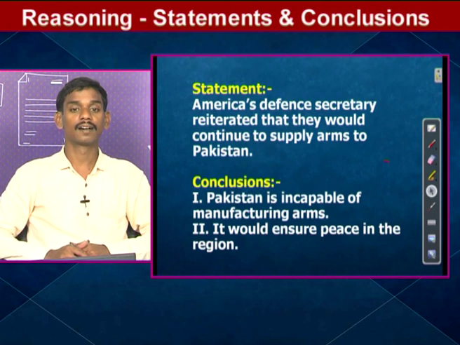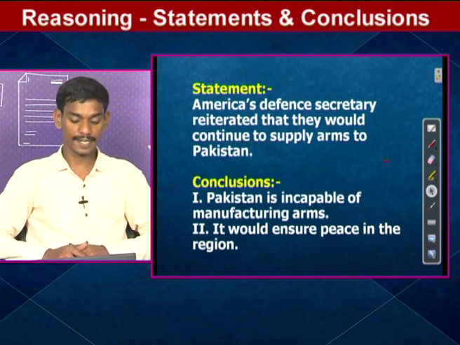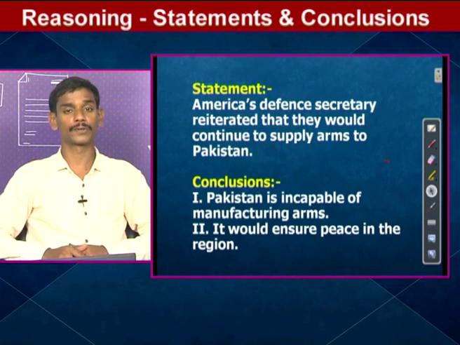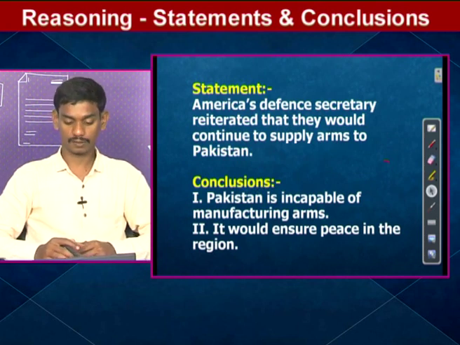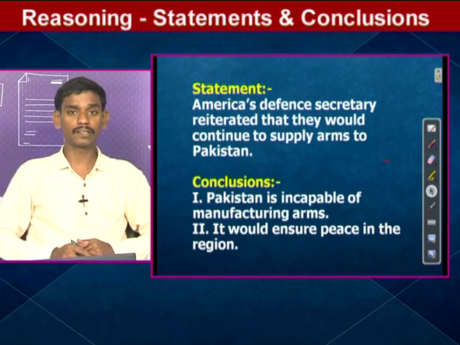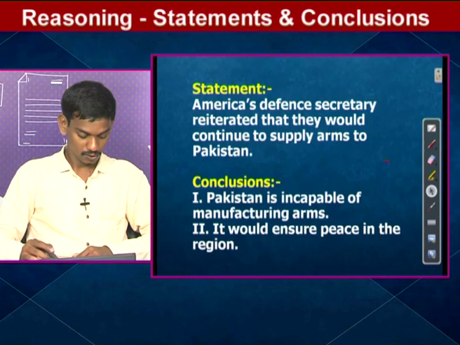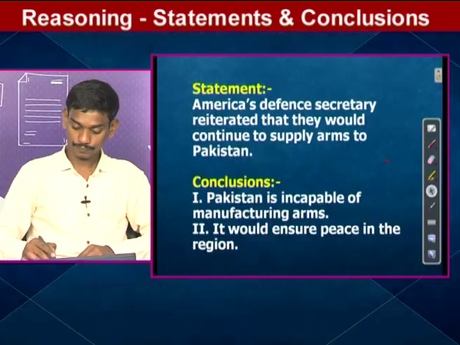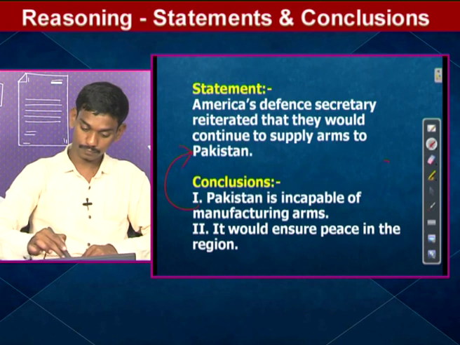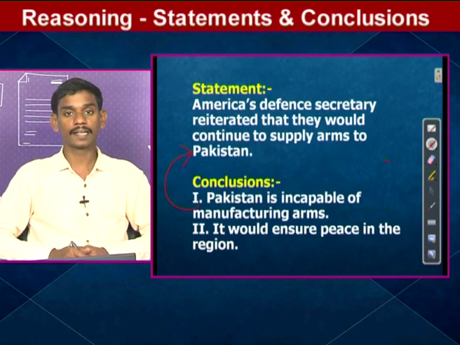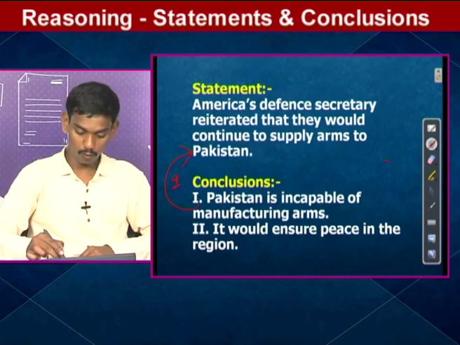American Defense Secretary reiterated that they would continue to supply arms to Pakistan. See here, what is the statement? American Defense Secretary reiterated that they would continue to supply arms to Pakistan. Under the statement, we have 2 conclusions: Pakistan is incapable of manufacturing arms, and it would ensure peace in the region. So here, first one, we are not talking about the capacity of Pakistan. So 1 does not follow.